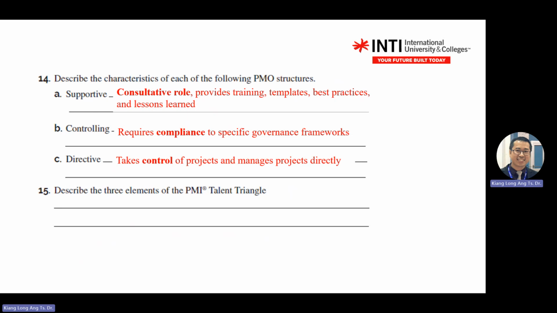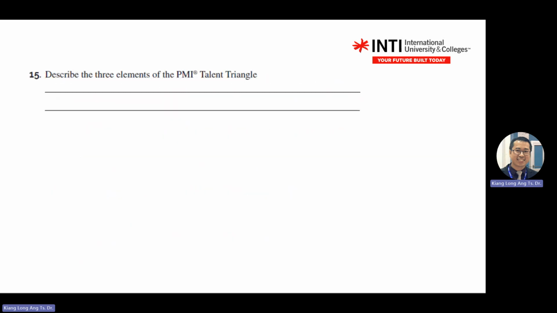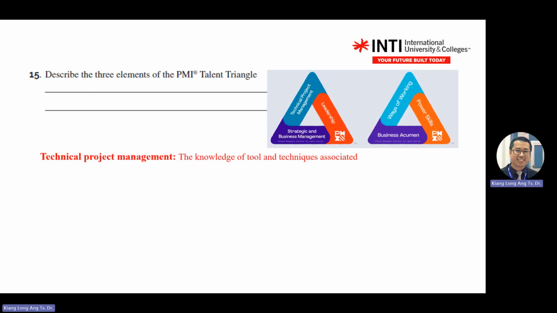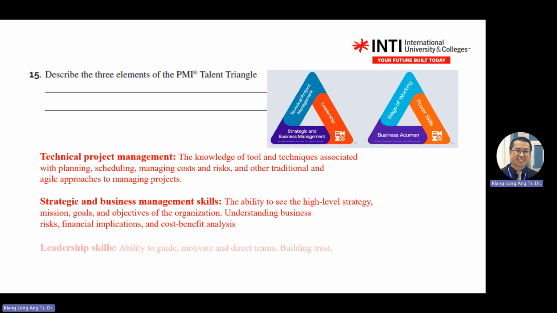Business skill, technical skill, and one more. Still remember? Business skill, technology, and one more. I also forget. So it looks like this. Leadership. Okay, technical, project management, strategic or business skill, and leadership. These are the talent triangle.